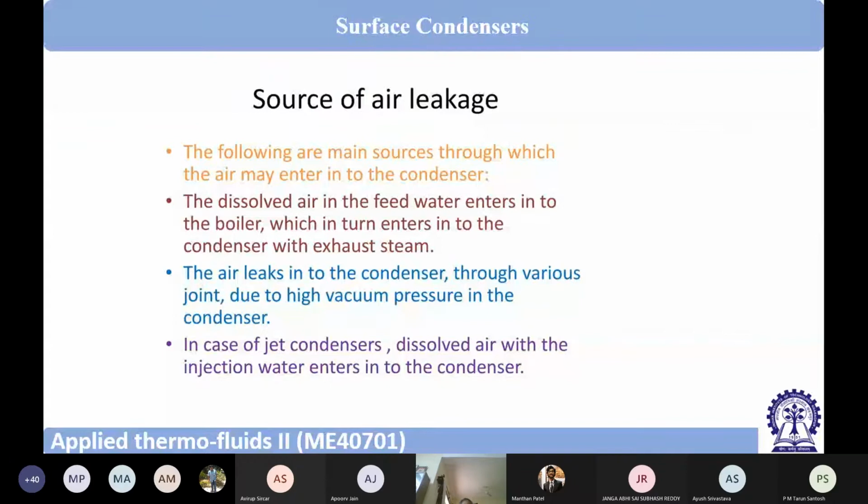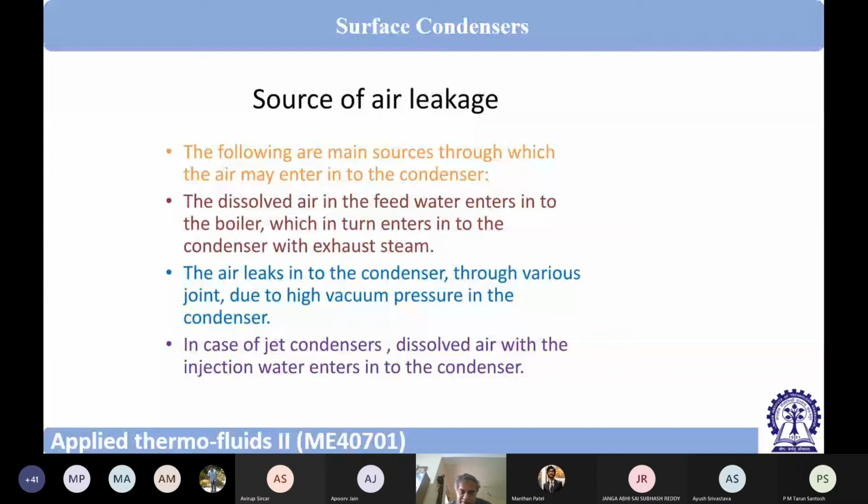If we have a direct contact type condenser or jet type condenser, then dissolved air with water enters the condenser. So I have shown some direct contact type condenser. There, when we are injecting water, with the water, this air will come.